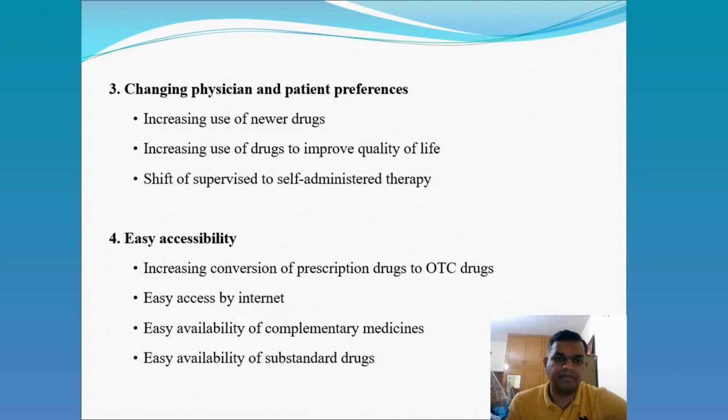The third area will be the changing physician and patient preferences. That includes increasing use of newer drugs, increasing use of drugs to improve quality of life, and a shift of supervised to self-administered therapy. And the last area is easy accessibility. We have seen the increasing conversion of prescription drugs to the OTC drug. That is one area that requires pharmacovigilance.